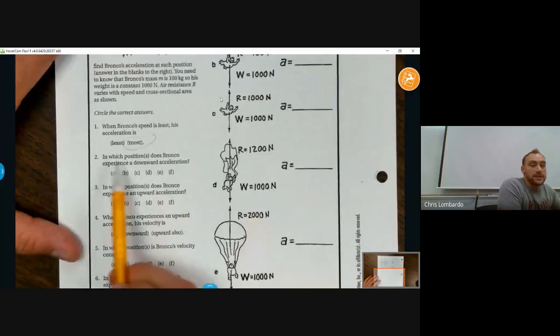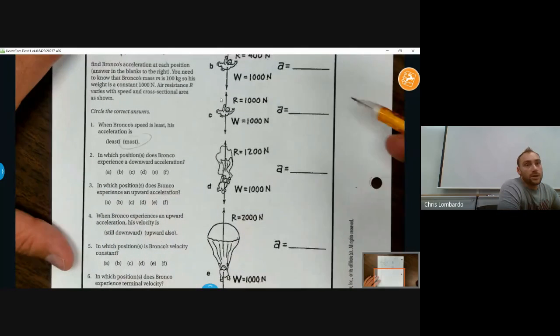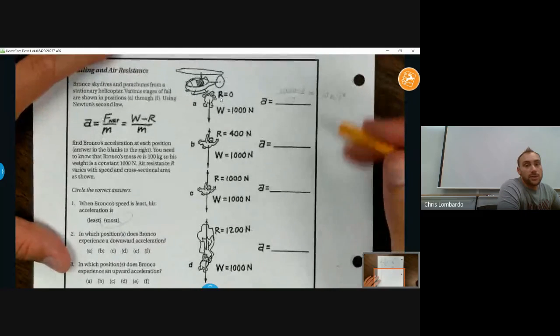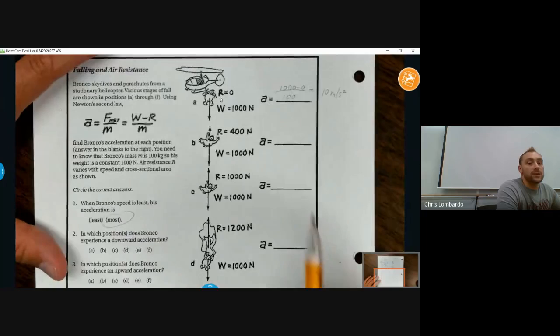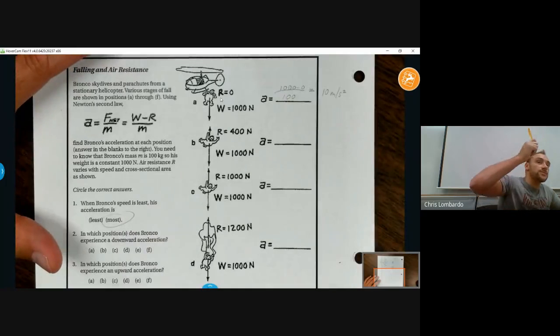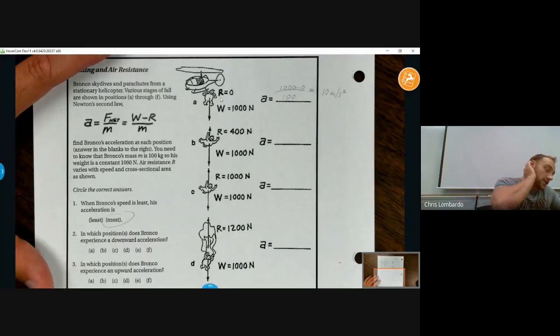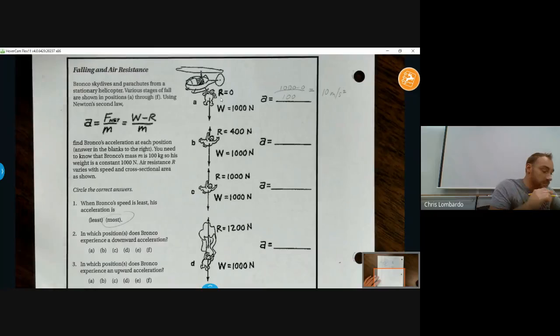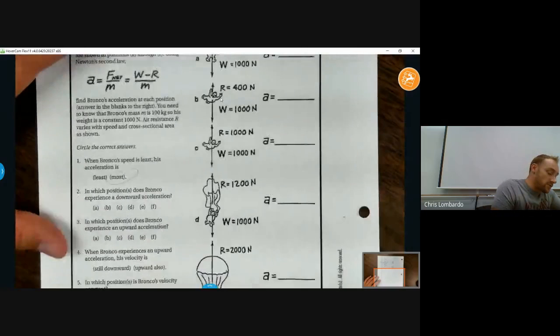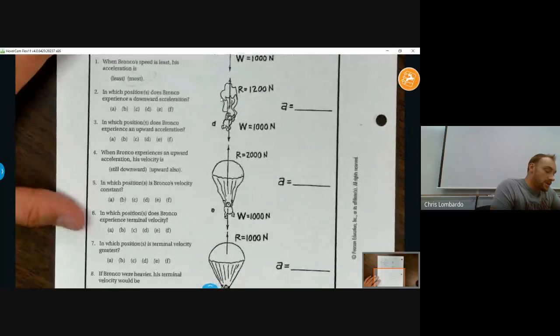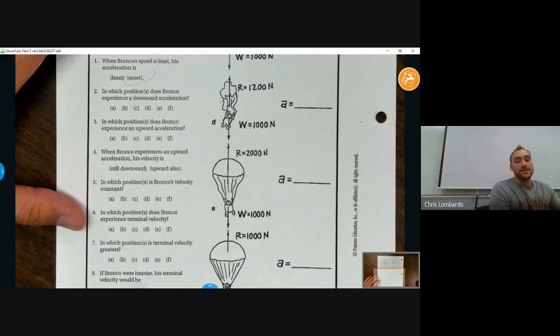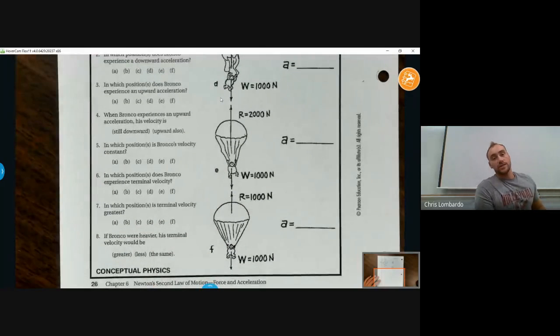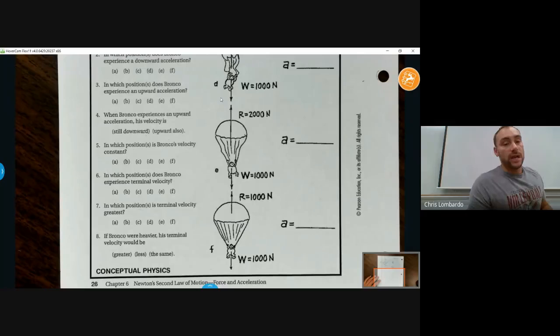In which one of these does he experience a downward acceleration? The downward accelerations are going to be the ones where he's falling. If it's a negative acceleration in this case, that's when the chute gets pulled, okay? It will be considered a negative, but the downward acceleration is where he's going to be moving downward. Terminal velocity means velocity is the same. So figure out where his terminal velocity would be the highest.